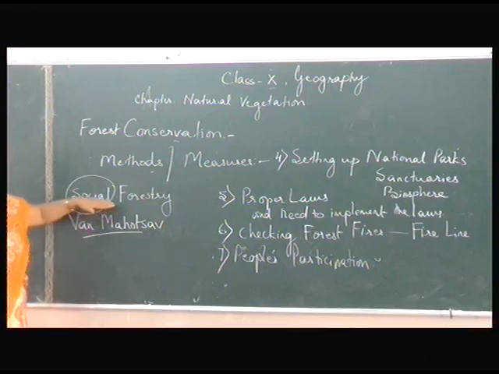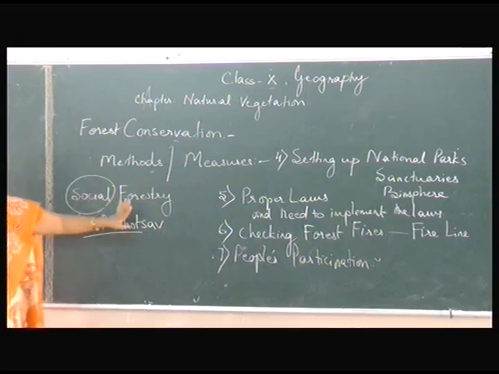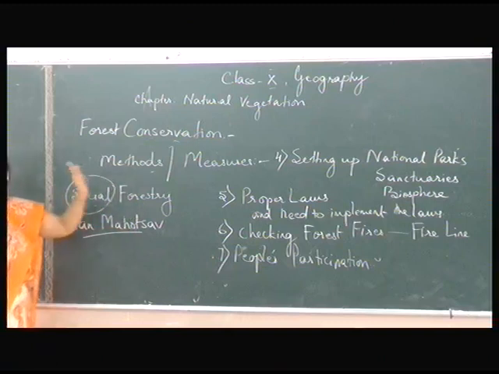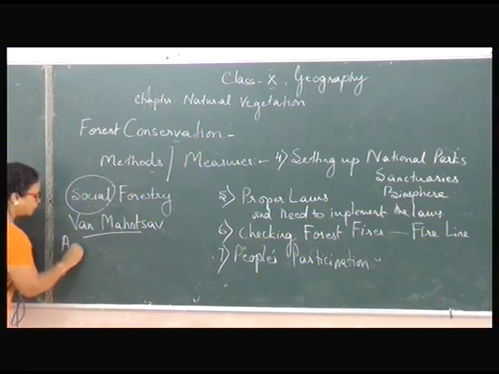So under social forestry, this has got many names. It's called recreation or extension forestry. Many names are there in the book. Please remember, everyone is involved in this to increase planting of trees. And under this, we also have agroforestry.